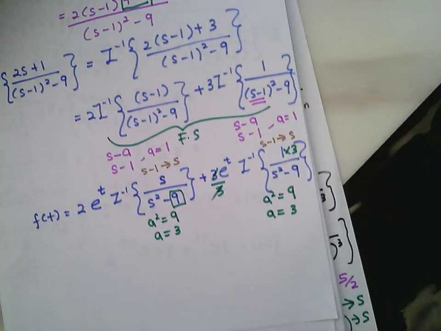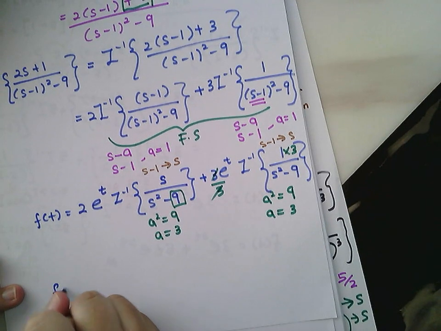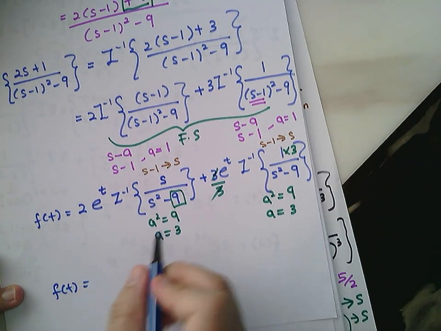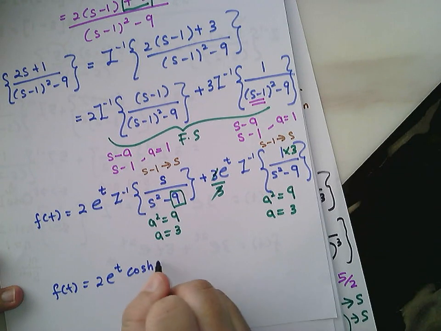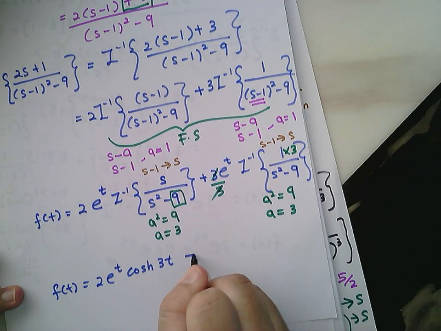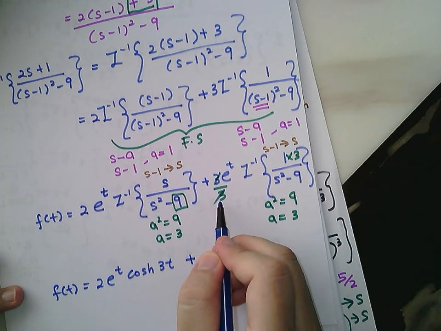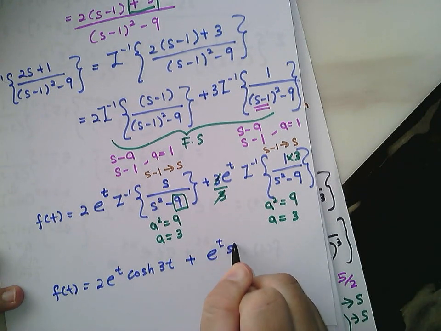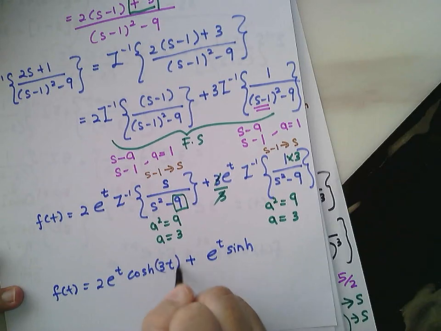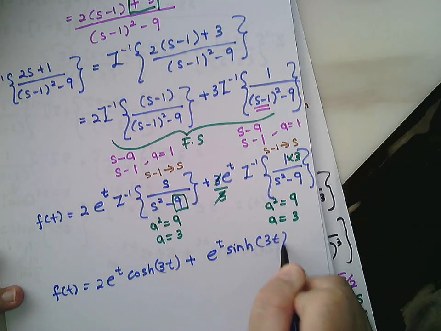Therefore your last answer is f(t) equals 2 e to the t cosh 3t plus, since this one you already cancelled out, you will have e to the t sinh 3t. That's it.